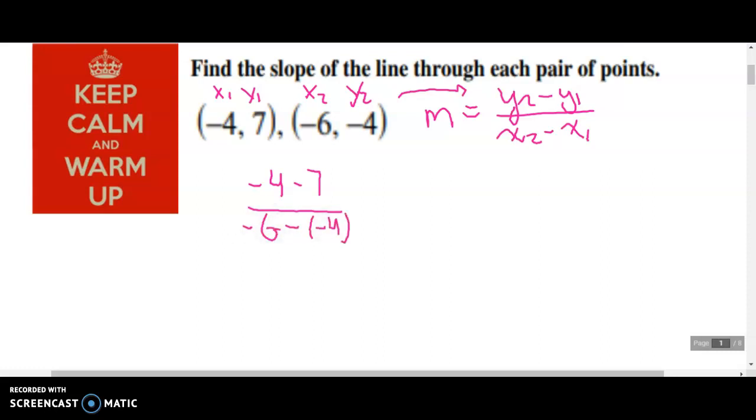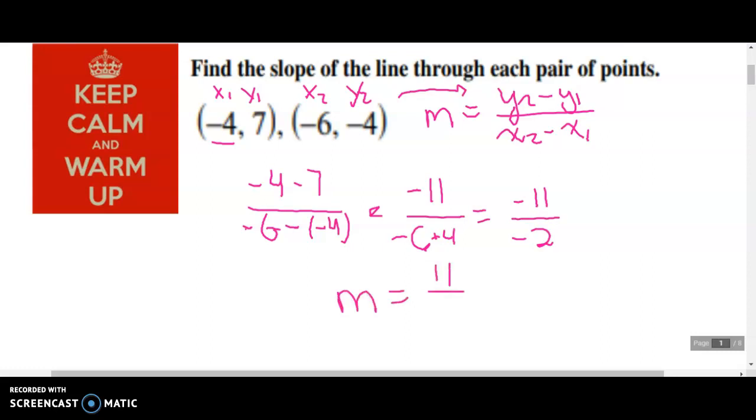That right there is the biggest mistake. Students just write negative 6 minus 4. It's minus negative 4, okay? So don't forget to write the whole thing out. And now we have negative 4 and negative 7 make negative 11 over negative 6. The minus negative 4 is plus 4. So we get negative 11 over negative 2, which means that m equals positive 11 over 2, because the negative over the negative makes a positive.